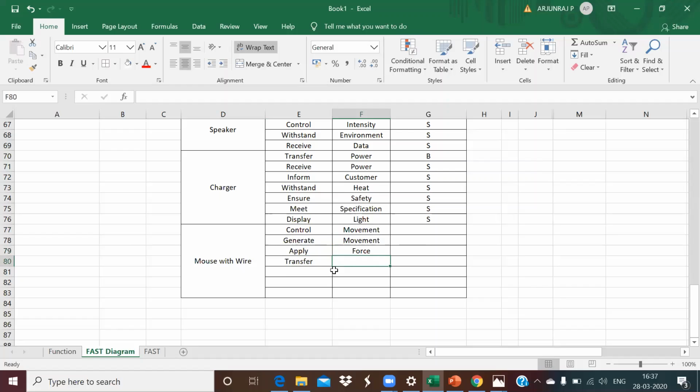Here the friction also takes place. Create friction, yes. When there is friction between the finger and the mouse, the transfer of force takes place.